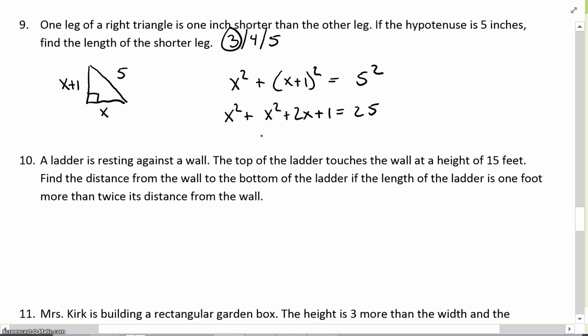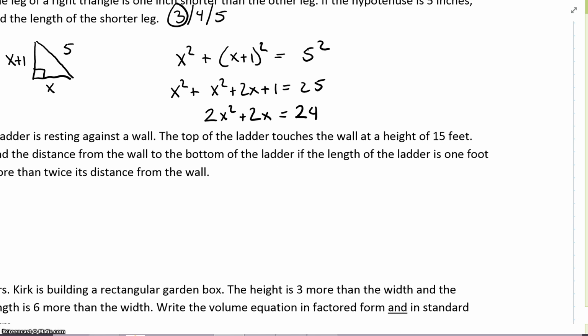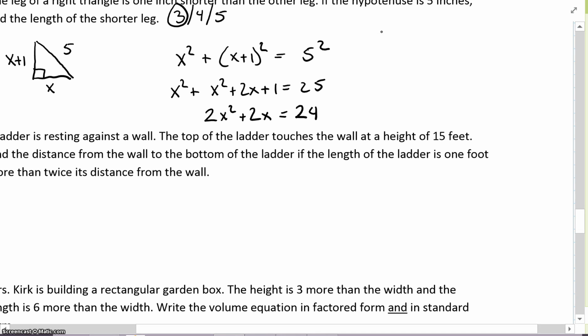So we can sum like terms. So I'm going to get 2x squared plus 2x equals 24. So I can divide everything by 2. So I can get x squared plus x equals 12. So I can do this a few different ways. I can subtract 12, get x squared plus x minus 12 equals 0. Alright, and I can factor this thing.